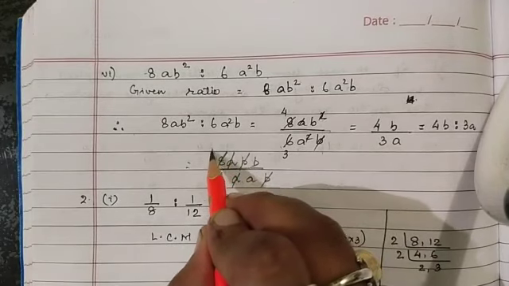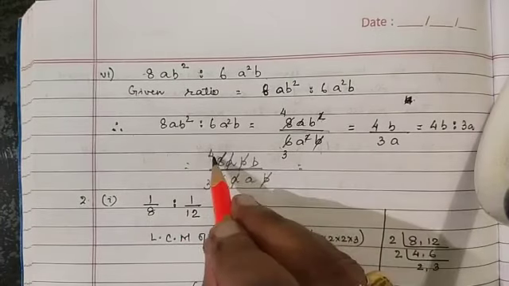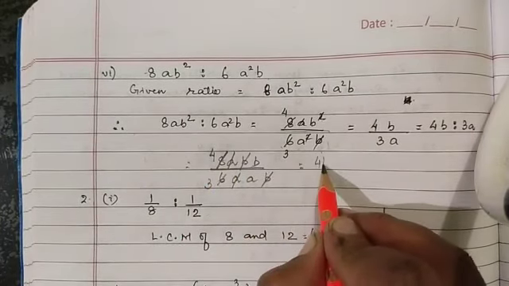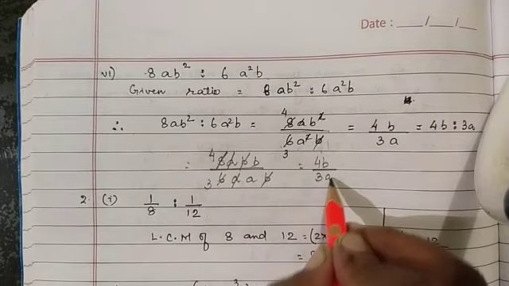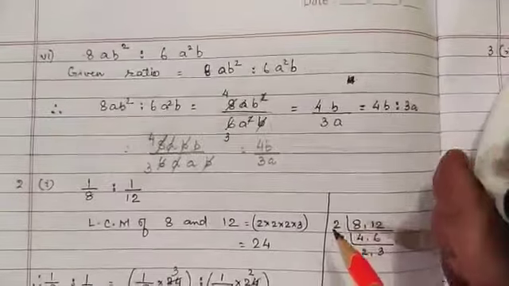2 4s are 8. 2 3s are 6. So this is 4b by 3a. Clear? So this is 4b is to 3a.